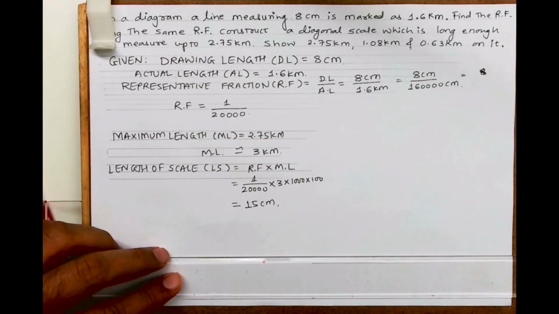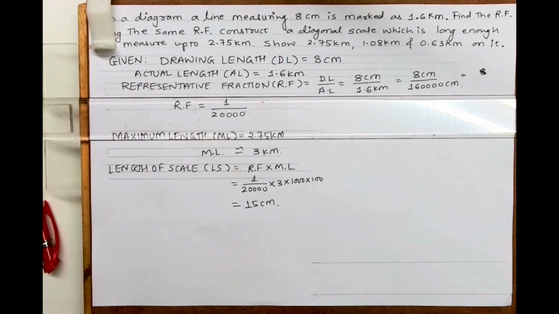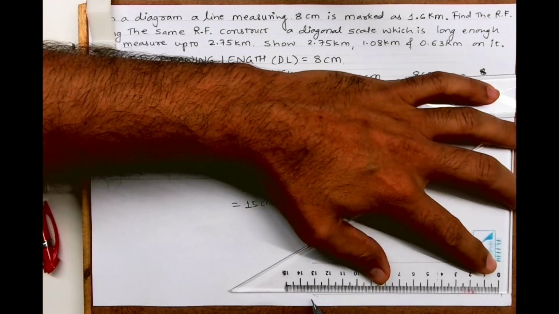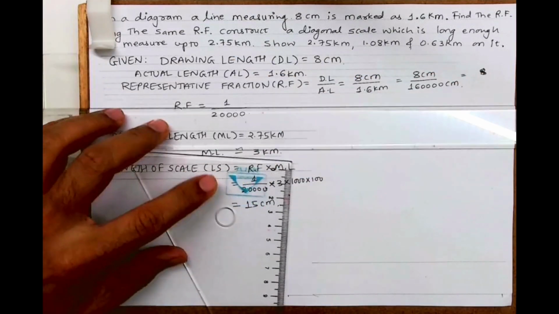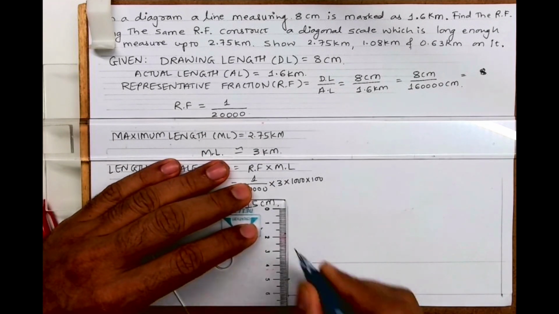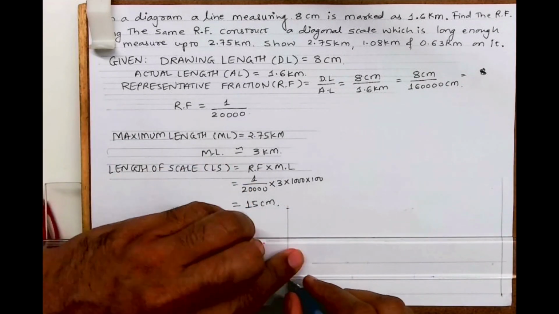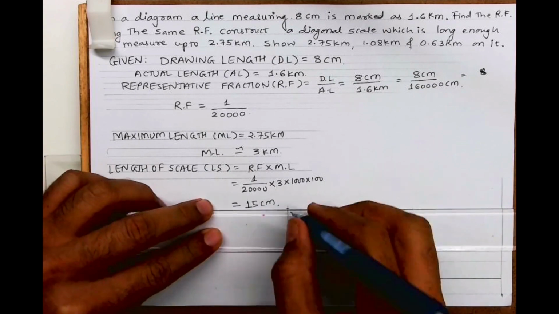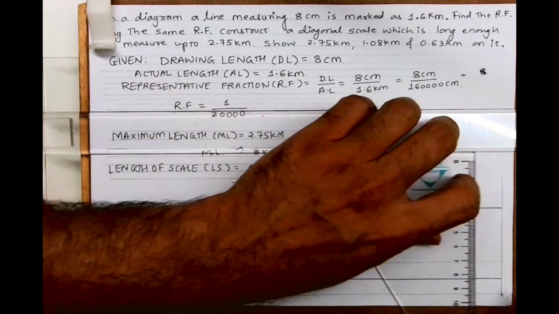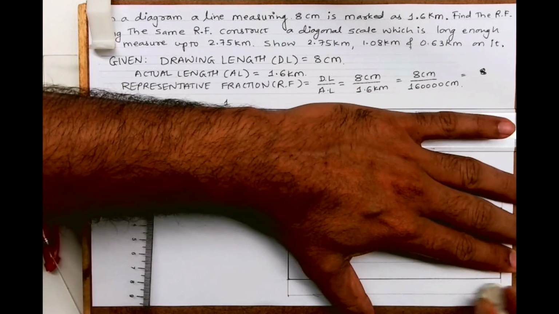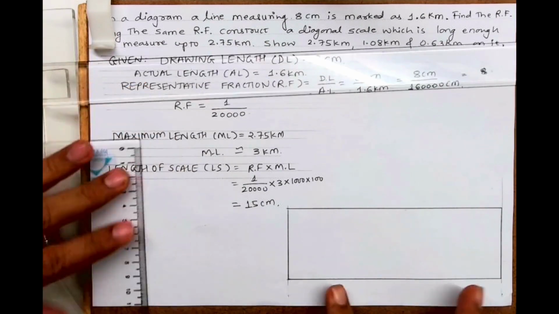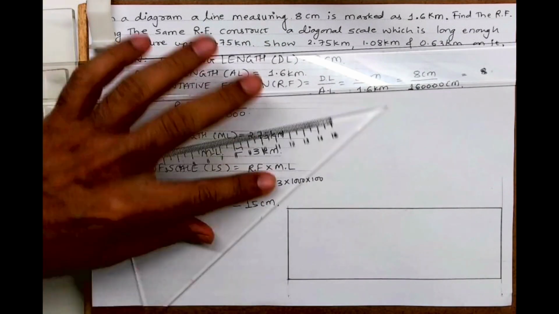So what I will do, I will mark 15 centimeter a long line. And I'll take height 5 centimeter. So this rectangle is our scale. We are doing diagonal scale because it is 2.75. So we required it goes up to 2 decimal point. So we need to draw diagonal scale.